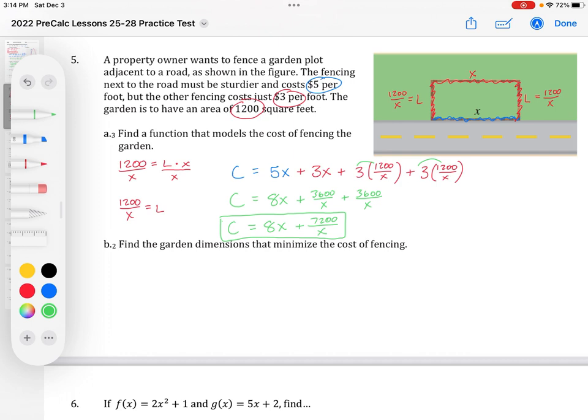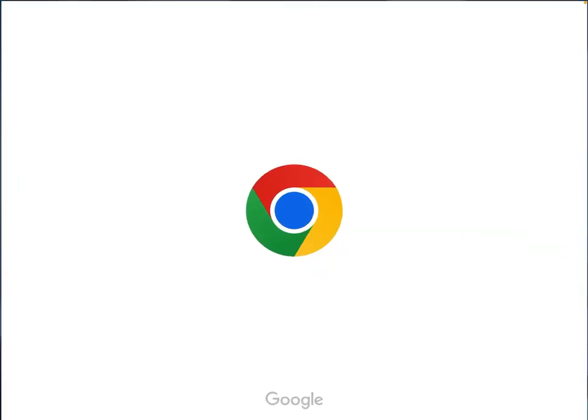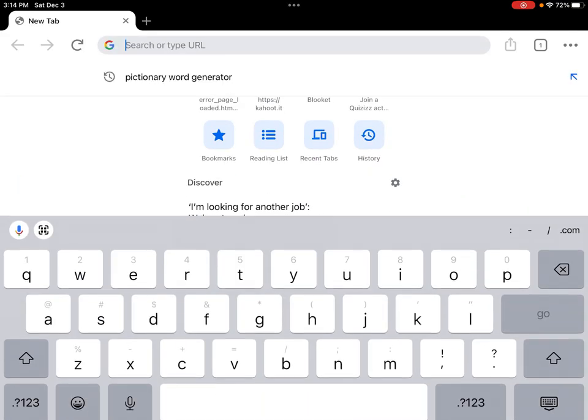All right, part B then says find the garden dimensions that minimize the cost of fencing. So again, if you're looking at minimizing, you're finding a local minimum. Now this function is not a quadratic, so we're actually going to use Desmos to model this. So let me go ahead and open up Desmos here.